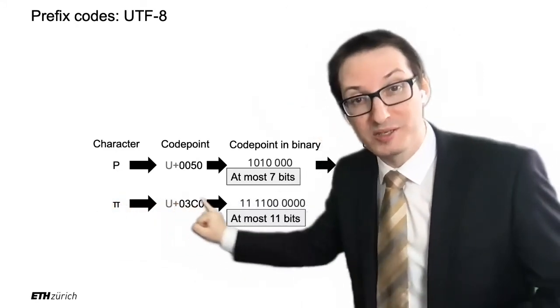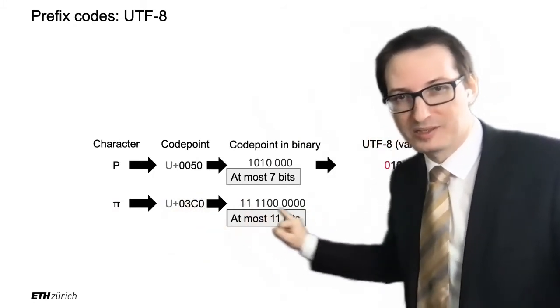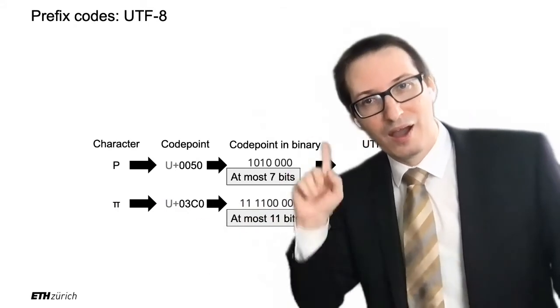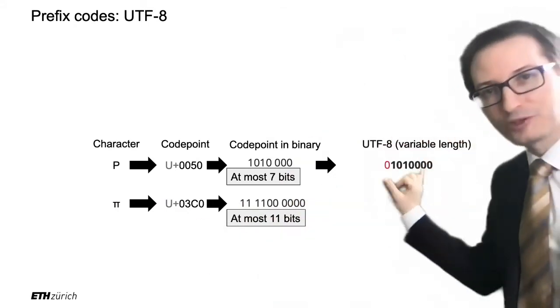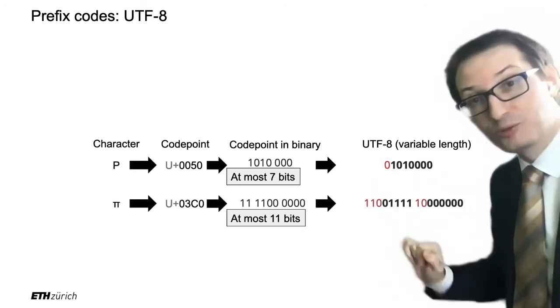So it corresponds to this in base 16, right? And if you enter it in base 2, then it's this sequence of 11 bits. How do we encode this? Well, we are not going, of course, to fit that in 8 bits. We are going to fit it on 16 bits. How do we do that?